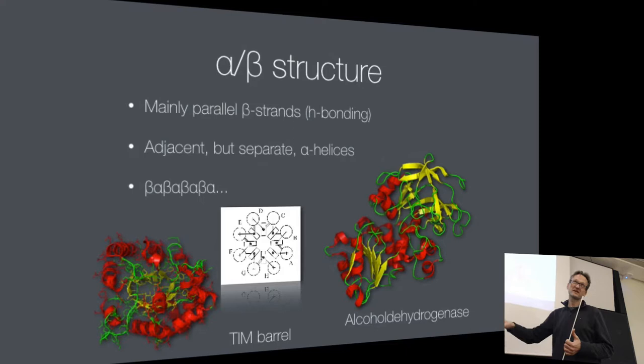The other alternative is that you could have something like this alcohol dehydrogenase. Here you see that it's parallel beta sheets, so beta sheet, and then alpha helix down, beta sheet up, alpha helix down, etc. What does alcohol dehydrogenase do?